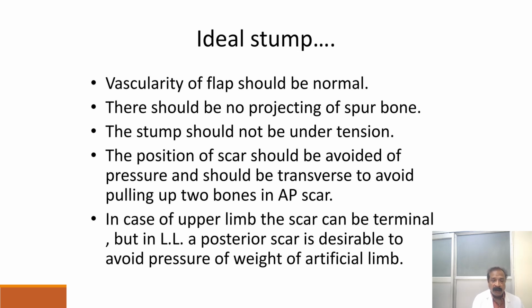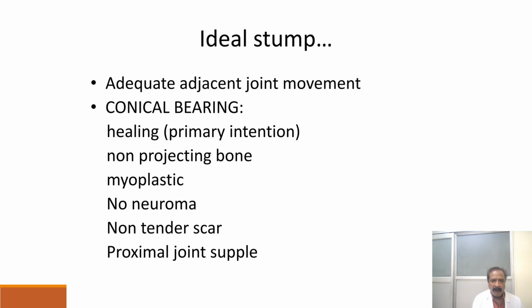There should not be any projecting spur of bone, because when the stump is fitted, it will be painful. Stump should not be under tension, otherwise it will have pain. Scar position should be ideal. Adequate adjacent joint movements. For example, if a below knee stump is there, for a PTB prosthesis for the below knee, if hip movement is not adequate, then there will be problem. Or any deformity of the hip joint, there may be problem in fitment of the prosthesis.